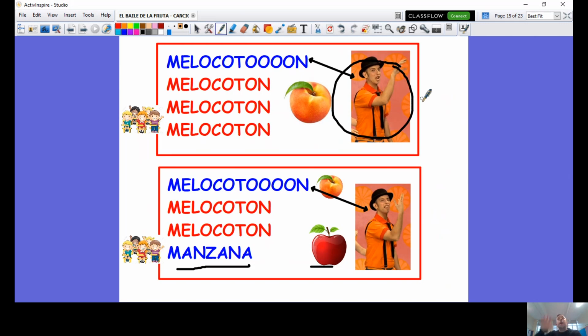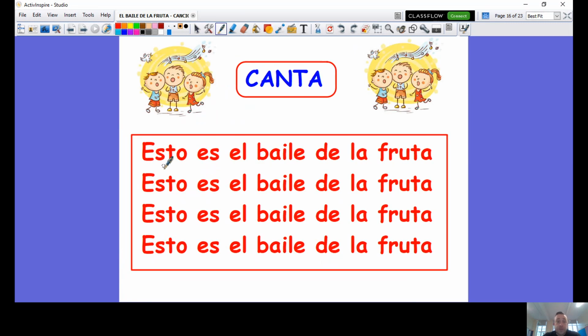You repeat after me. Melocotón, melocotón, melocotón, melocotón. You repeat. Melocotón, melocotón, melocotón, melocotón. Now, Nacho will do the same, but he's not going to say 3 melocotons. He's going to say 2 and then introduce the manzana, just like this. Melocotón, melocotón, melocotón, manzana. And you repeat with the action. Let's repeat. Melocotón, melocotón, melocotón, manzana. And then you're going to hear the da da da da da da da, which means we sing the chorus.